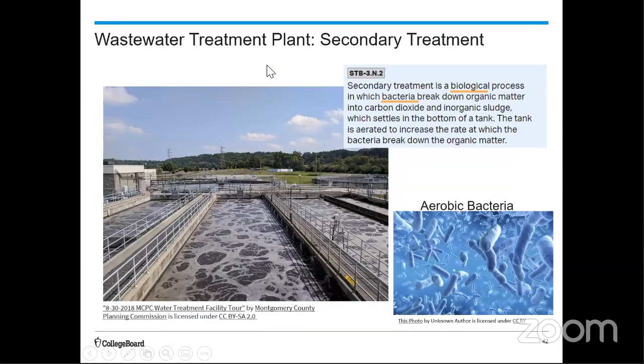And then we go into secondary treatment, and this is when it becomes a zoo. So we've got all of this anaerobic bacteria that is going to now break down that organic material and turn it into sludge, which settles down into the bottom of the tank and can be taken elsewhere. But this is aerobic decomposition.